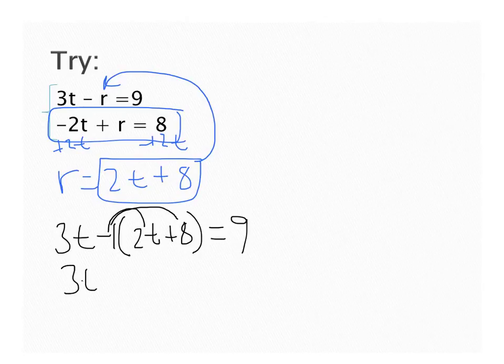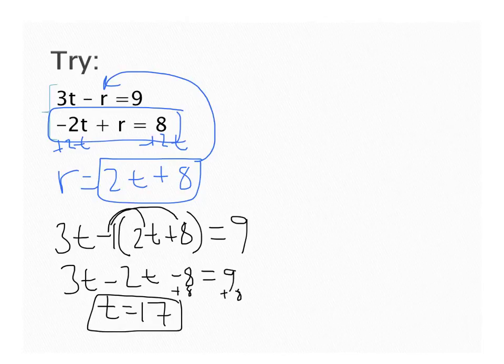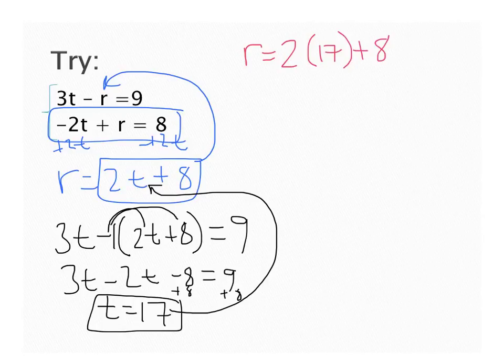So now I have 3t minus 2t minus 8 equals 9. 3t and negative 2t give me just t. If I add 8 to both sides, I'm left with t equals 17. So there's one of my solutions. Now let's solve for r. If I take this 17 and I plug it into the t there, I'll be able to solve for r. So for this one, I'll have r equals 2 times 17 plus 8. Well, 2 times 17 is 34 plus 8, and that gives me r equals 42.